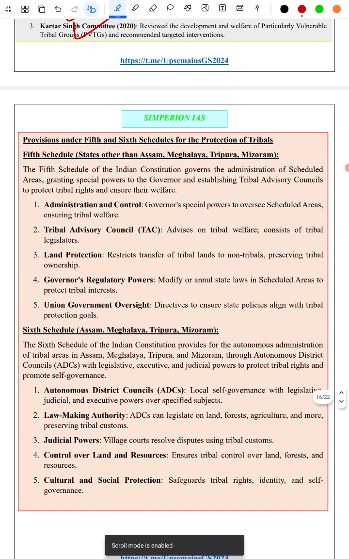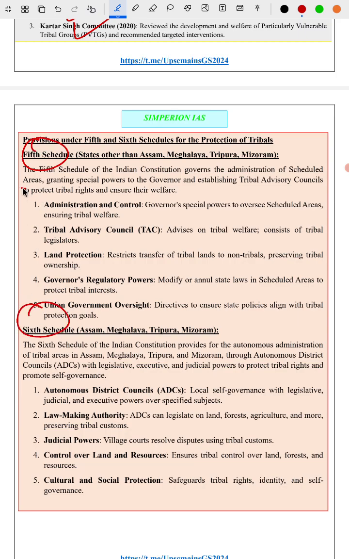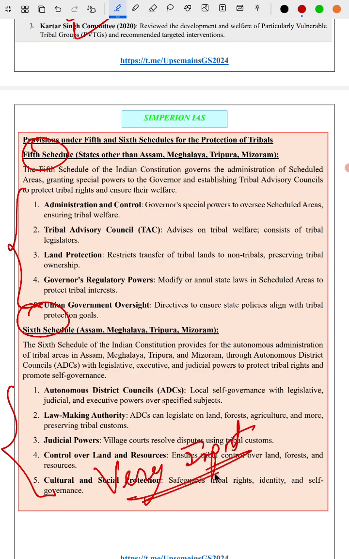Next, we discussed one of the important topics. It is one of the important topics, especially in the prelims, mains, and even in the anthropology optional as well. The provisions related to the 5th and 6th schedule for the protection of tribes, 5th schedule areas, 6th schedule areas. We are given 5 provisions each. It is a very important topic, especially with respect to the prelims, mains, and those who have anthropology optional will know that this topic is very important.